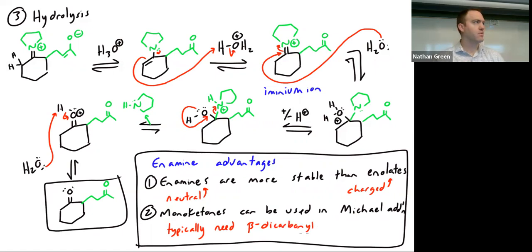Well, that's lame. What if the molecule I want to work with isn't a beta dicarbonyl? Does it mean I can't run a Michael addition? No, try enamines.